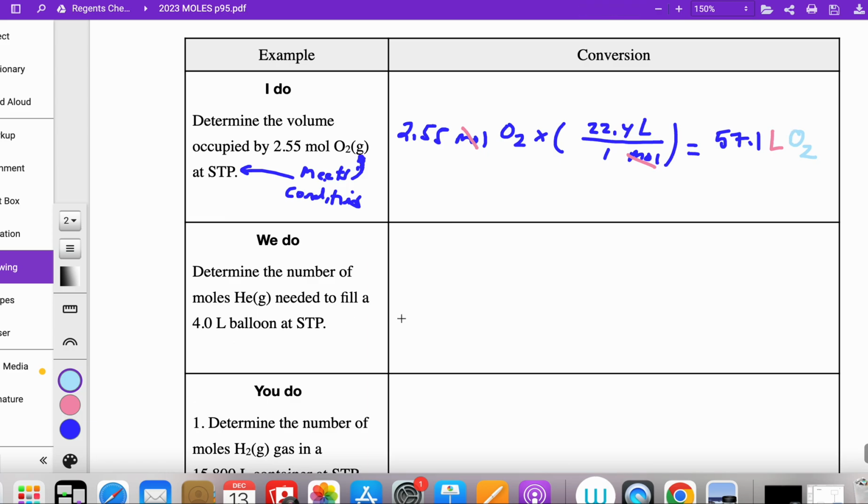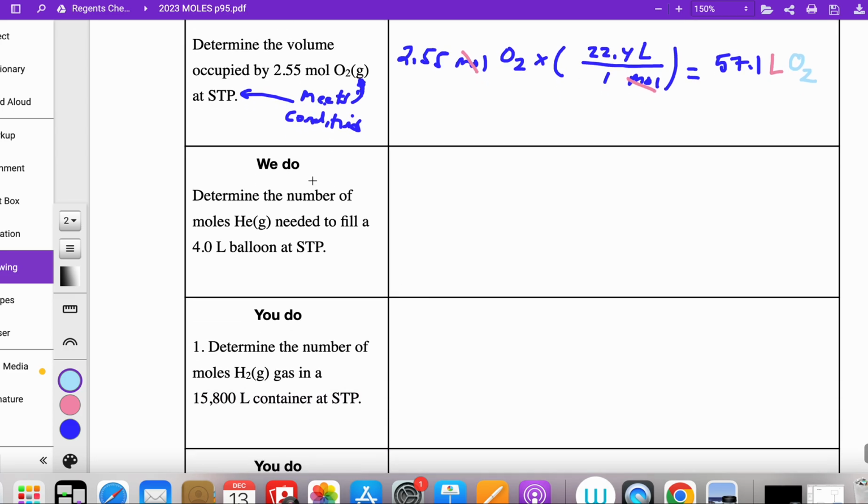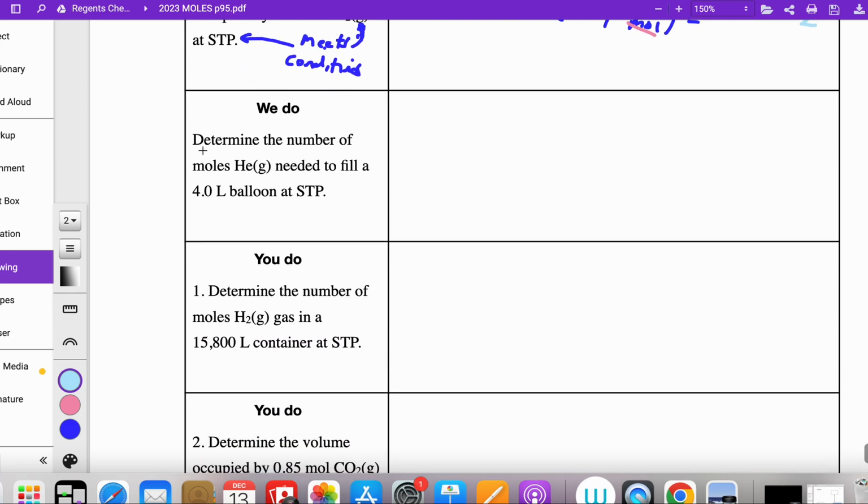Let's take a look at the we do. So here we go. With this we do, it says determine the number of moles of helium gas needed to fill a 4.0 liter balloon at STP. So this question wants us to start in liters and go to moles. Take a look. Are we allowed to use that molar relationship? We have a gas and it's at STP. So this problem also meets the minimum conditions, right? We have a gas and it's at STP.